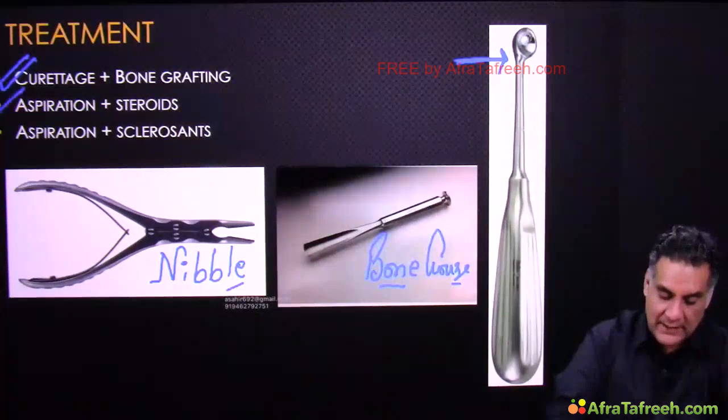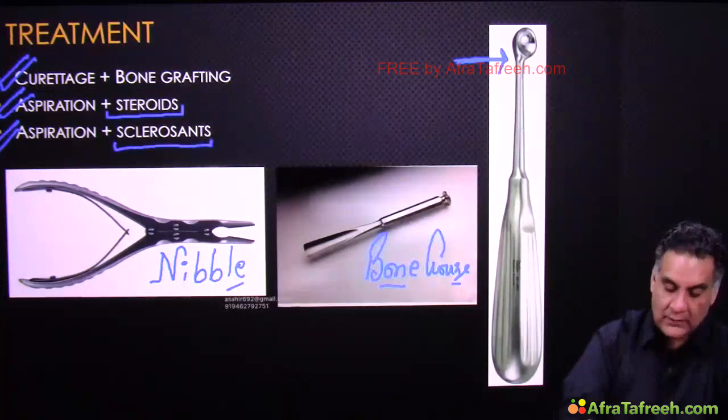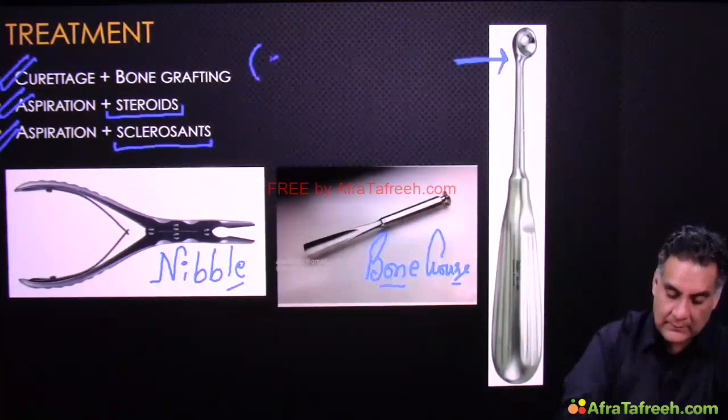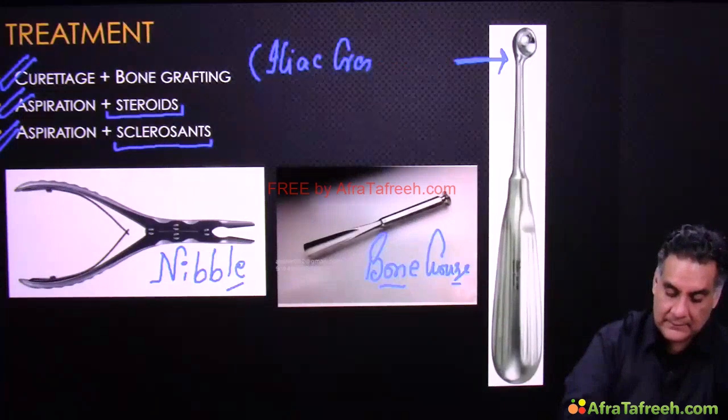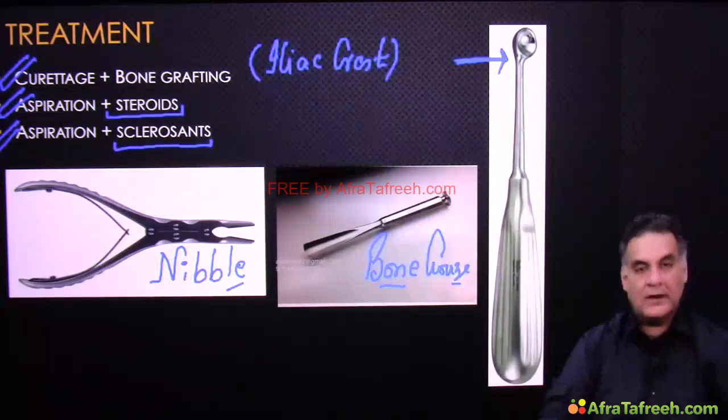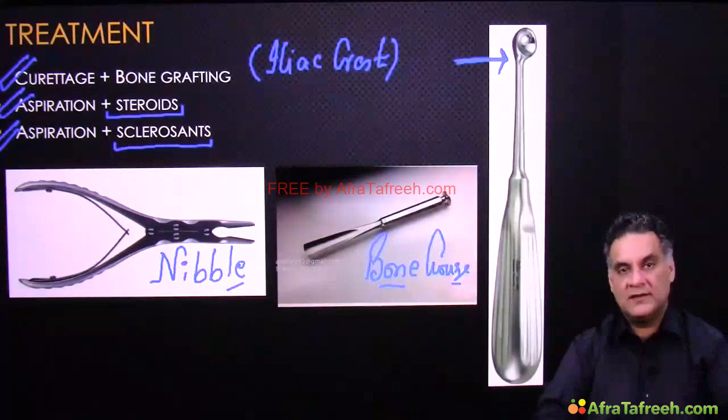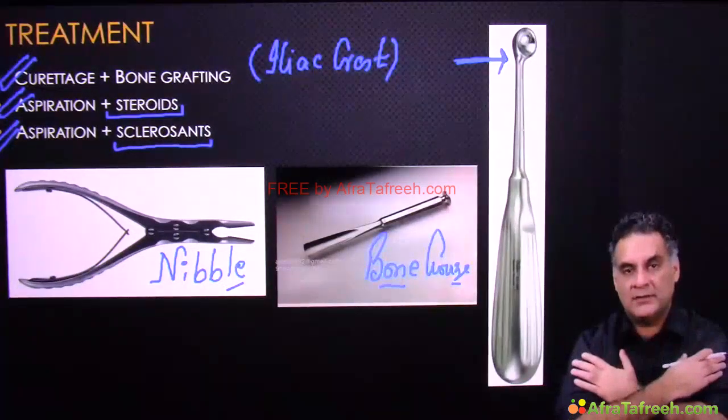You can aspirate and put steroids into it. You can aspirate or put sclerosants into it. So the bone grafting, if required, from the iliac crest, or aspirate and put steroids, or aspirate and put sclerosants. Unicameral bone cyst, upper end humerus.